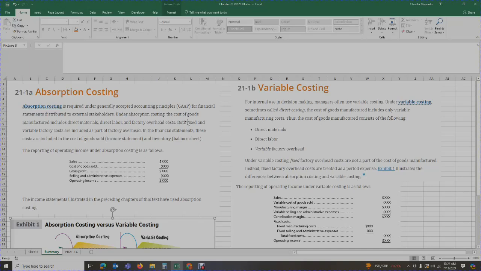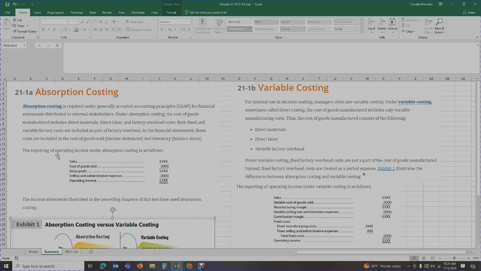Under absorption costing, the cost of goods manufactured includes direct materials, direct labor, and factory overhead costs. Both fixed and variable costs are included as part of factory overhead. Okay, in the financial statements, these costs are included in the cost of goods sold in the income statement, and if you have any inventory, that is outlined in the balance sheet.